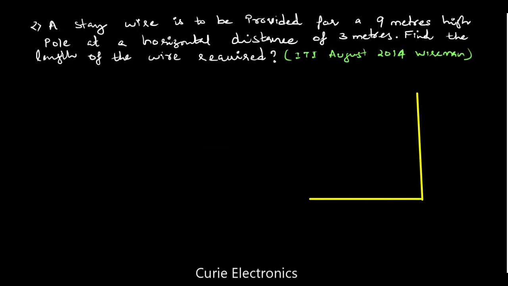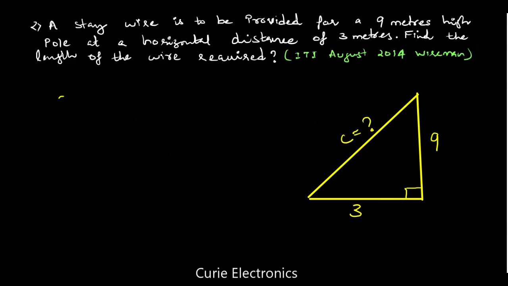And horizontal distance. So this is a distance. So then this is going to be the stay wire. So now what all has he given? This horizontal distance he has given, that is 3 meters. 9-meter height of the pole. What else has he given? The hypotenuse C we have to find out. Right, C we have to find out.